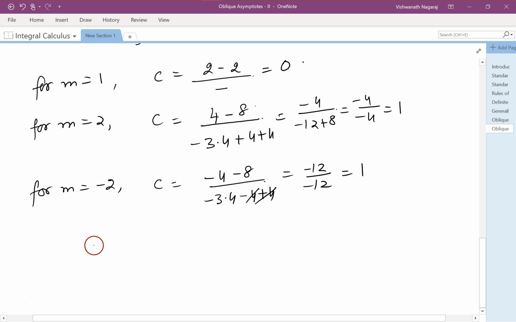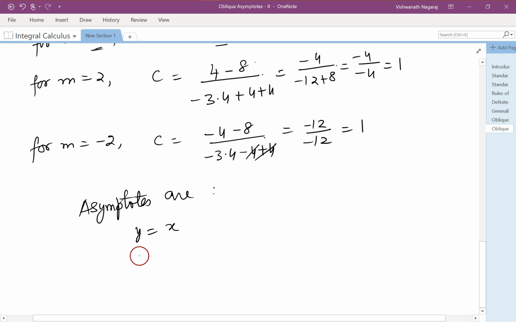So which means the asymptotes are y is equal to, now here what is the slope? In this case, slope is 1 and intercept is 0. So y = x. In the second case, y is equal to 2x + 1. In the third case, y = −2x + 1. That's the equation of the asymptotes.